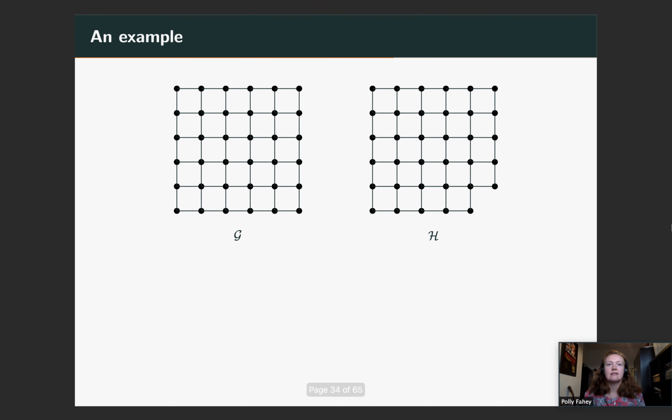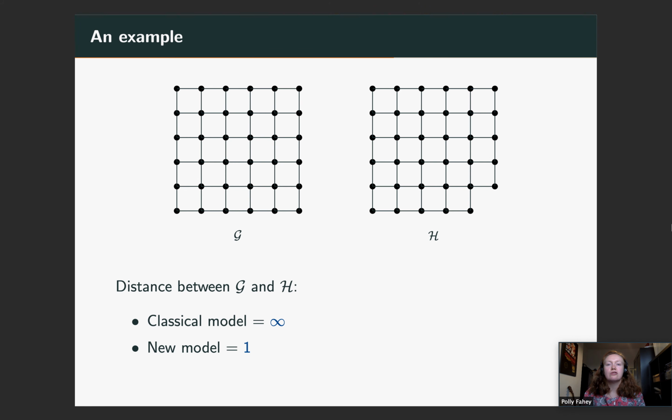So let us look at an example. If we take the following two graphs, G and H, where H is obtained from G by just removing a corner vertex, then the distance between them in the classical model is infinity because they are on a different number of vertices, and so by edge modifications alone we cannot make them isomorphic. But in our model, the distance between them is 1 because we can just remove a corner vertex from G to make it isomorphic to H.